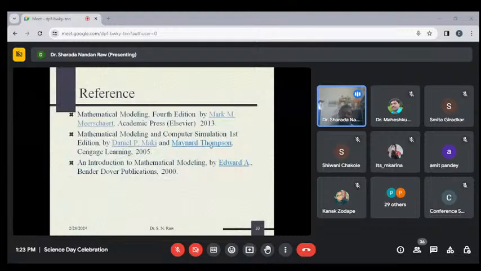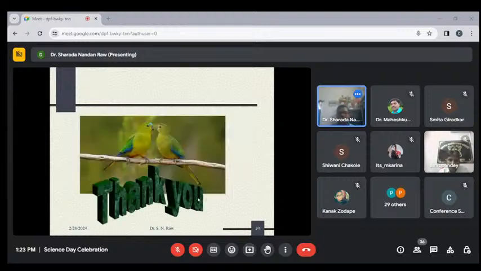So these are the books on mathematical modeling. Okay, M. M. Marchist and Daniel P. Paki, Mathematical Modeling and Computation; Thompson and Paki; and then Edward A. Edwards' book, Introduction to Mathematical Modeling. These are the basic books by which we can gain knowledge of mathematical modeling. And thank you.